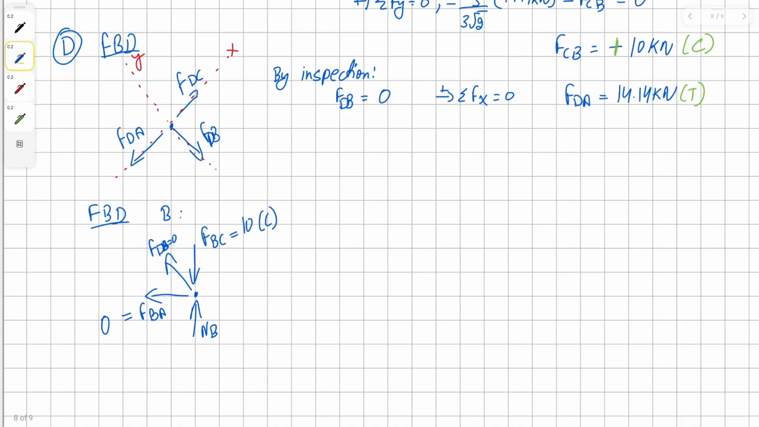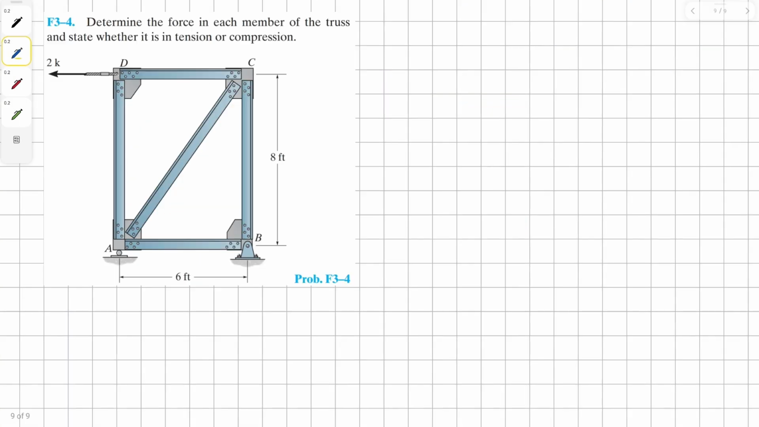And without even using the equilibrium equation, we can state that the external reaction of the roller is going to be 10 kilonewtons because force BC is the only reaction that's occurring at this joint. For our last problem for this video, let's start by the joint D.